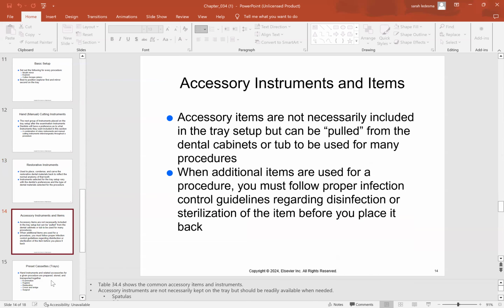Our accessory instruments are going to be the instruments that might not always be in our tray setup, but we can pull to use depending on the procedure. So with these instruments, we still want to follow the procedure for proper infection control and make sure that we're sterilizing, but we might not necessarily use every instrument for every procedure.